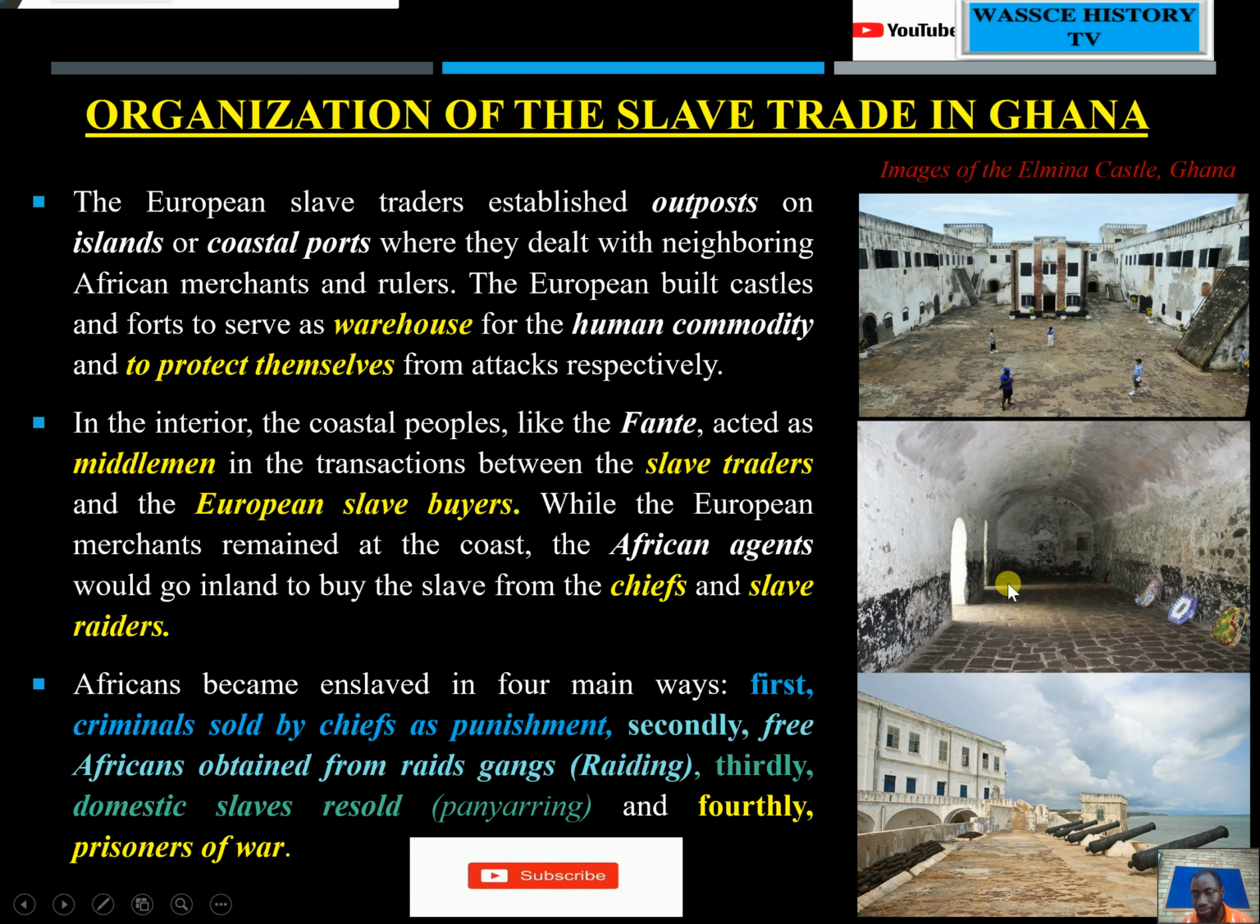This is the dungeon, no window, nothing. If you close it, it's going to be dark, and the slaves were inside, and this was to protect them. As we said, the castle was meant to serve as a warehouse and also protect them. So these are cannons which were protecting the Europeans.